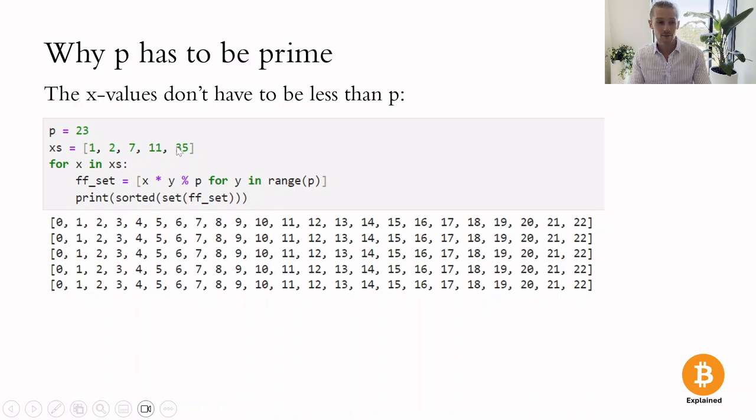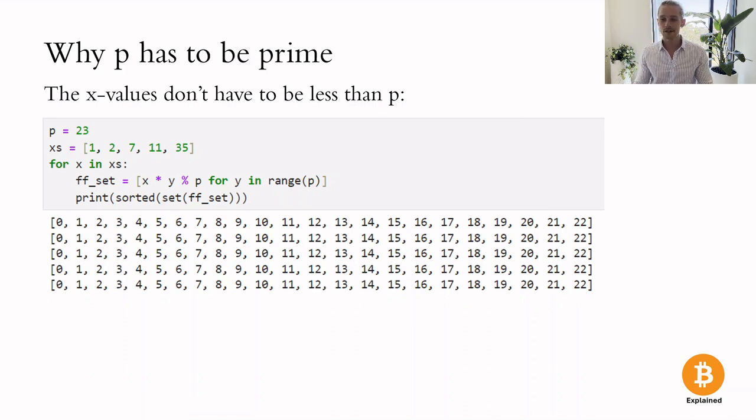Now, an interesting fact about that is that the x values don't actually have to be less than p. So even if we use x35 as the last value to iterate over to create this last list here, we still end up with the same sorted list. Now the reason for that is that we compute everything modulo 23 in this case. So it doesn't matter what number we have here, even if it's higher than 23, because we do modulo 23, everything gets divided by 23 and we only get left with the remainder.